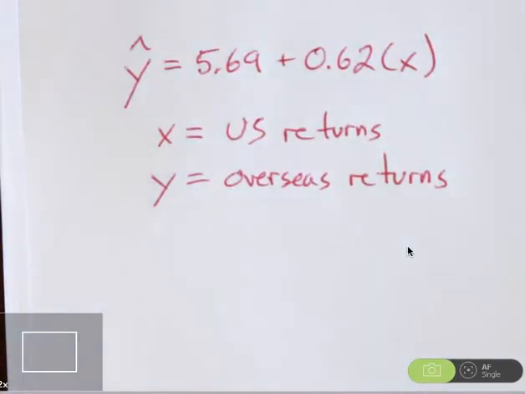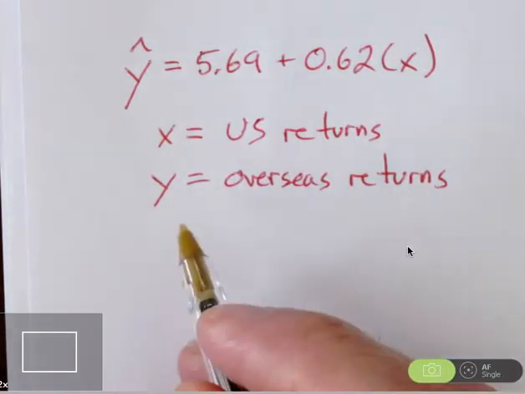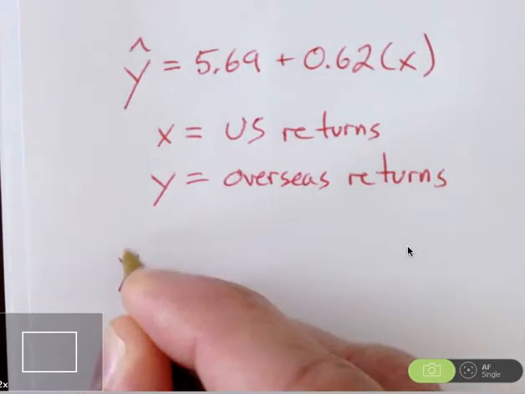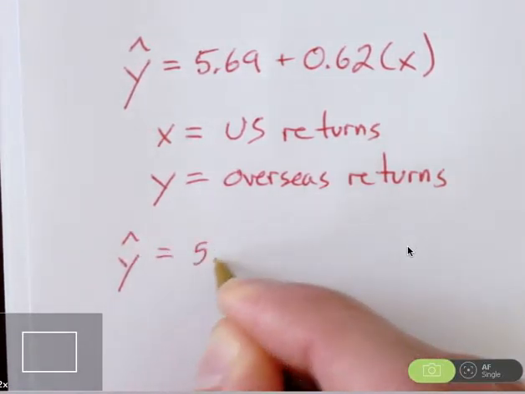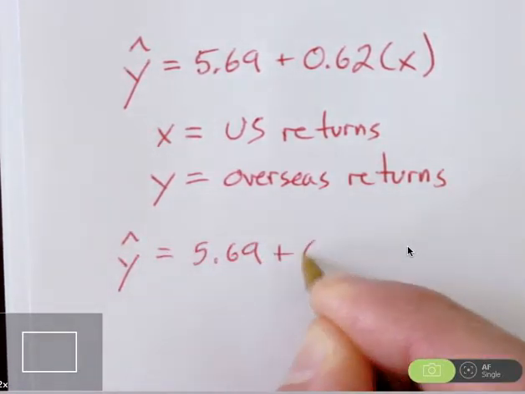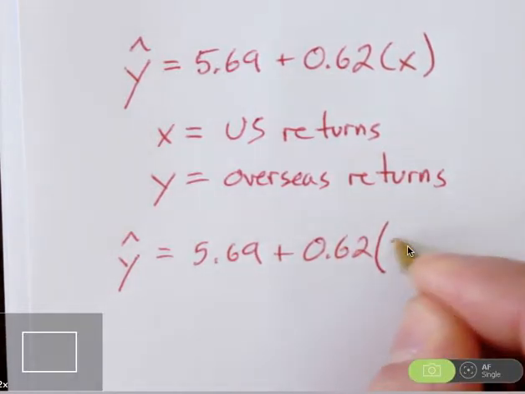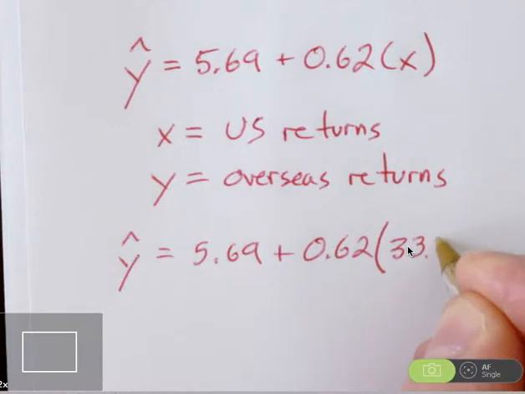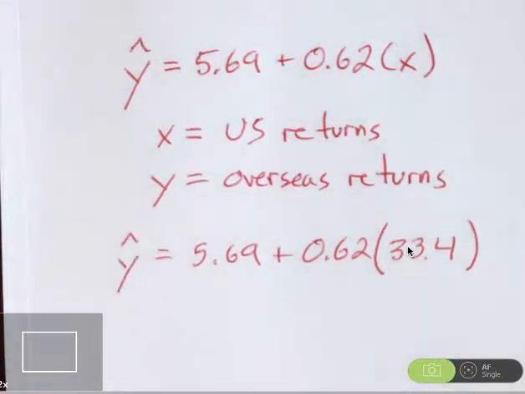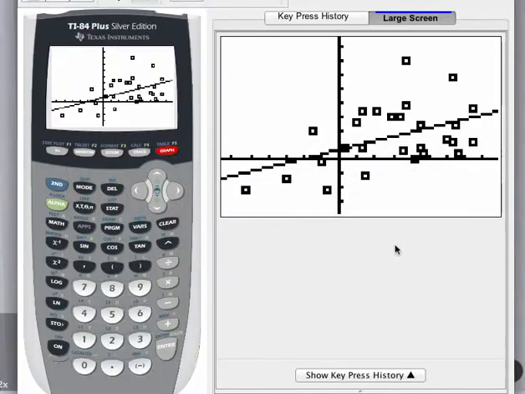So in that question, in 1997, according to the table, US stock returns 33.4% return. That's quite a bit of return. Use the line to predict returns on overseas stocks. So fine, my prediction would be 5.69 plus 0.62 times the US percentage return, which was 33.4%. So we'll put that into the calculator.